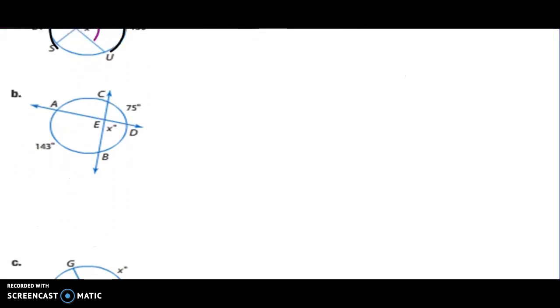Now in letter B, I don't know what BD and AC are. I don't. But what I do know is that AB is 143 and CD is 75. So 143 plus 75 is going to be 218. Now why does the number 218 help me? Well, what it means is in a full circle it adds up to 360.